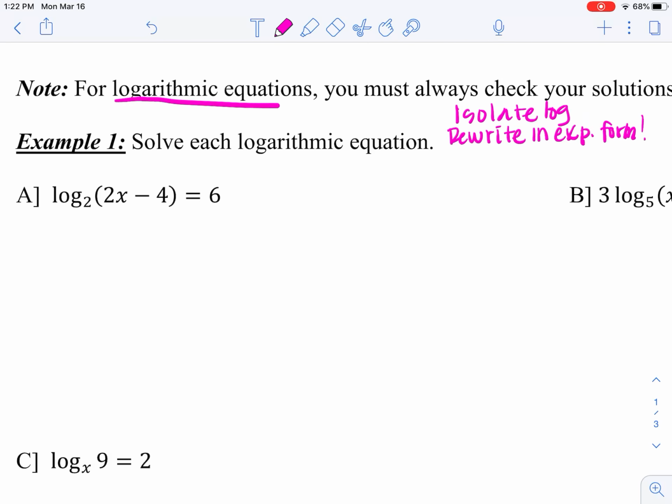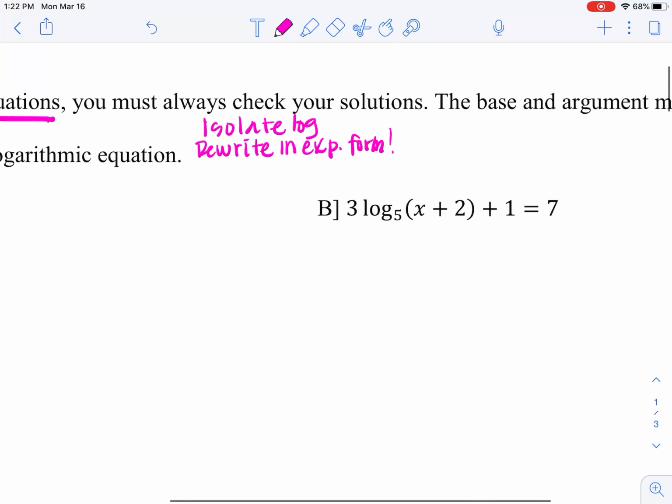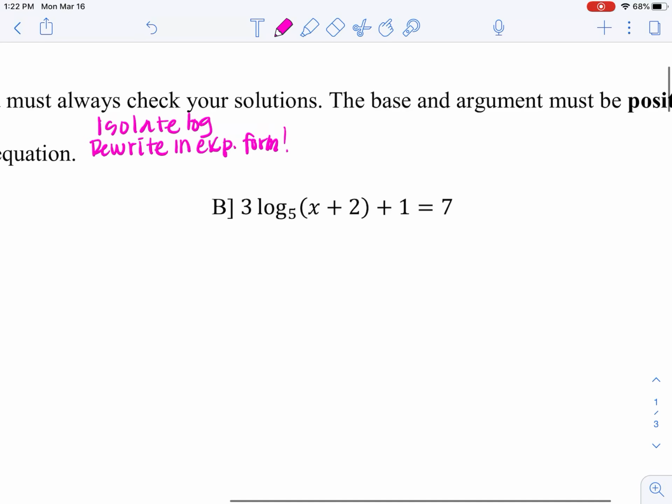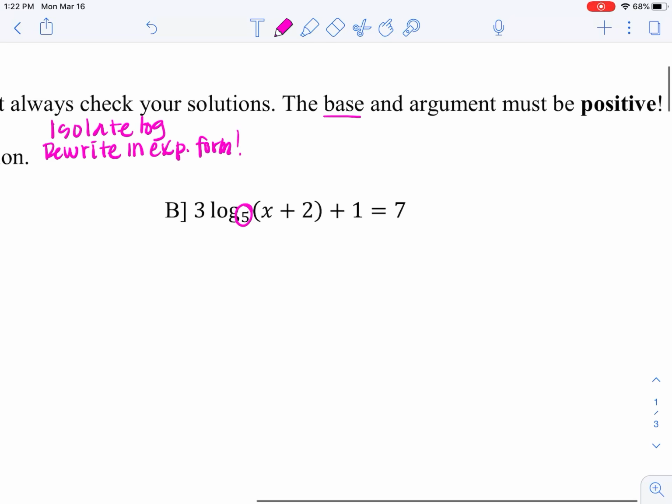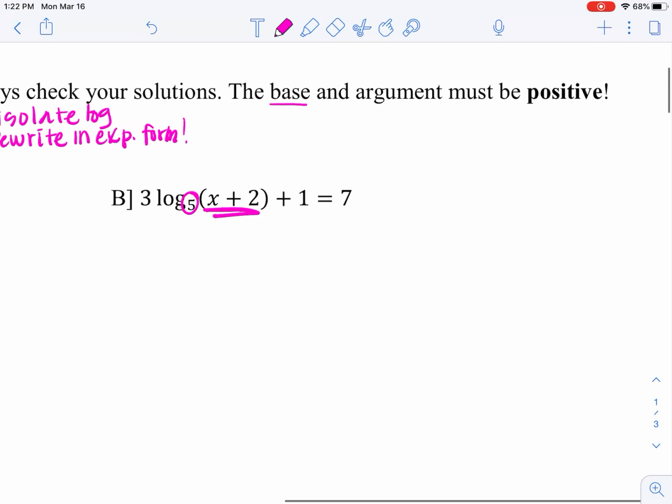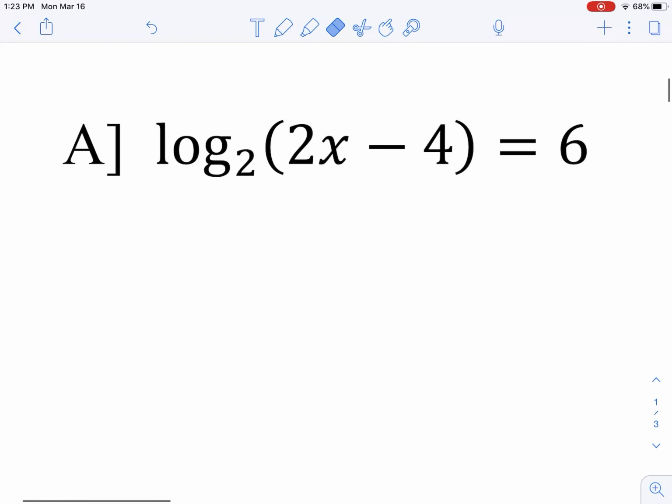Also, one thing I forgot to mention, whenever you're solving a logarithmic equation, you must always check the solutions. The easiest way is to make sure that when you plug x back in, the base, so this number, and the argument, so this number, are positive. This one, the base is already positive, so it's fine. But if I had gotten an answer of, let's say, -5 for x, and I plug it back in and this becomes -3, that is not going to be a solution to that equation. Okay, so let's get started with this one.